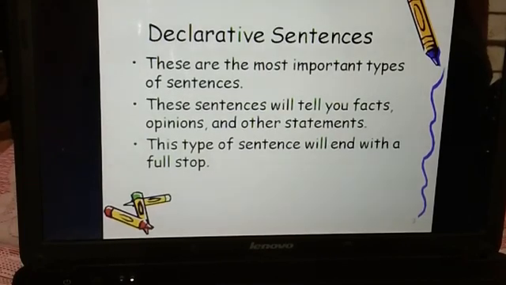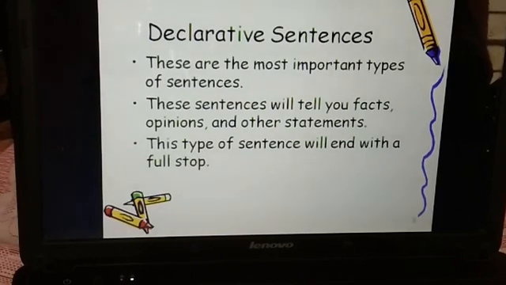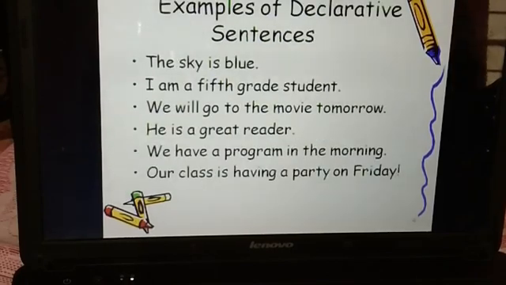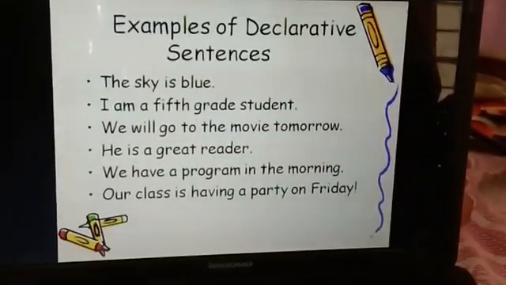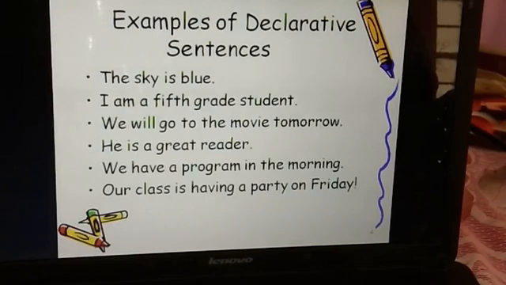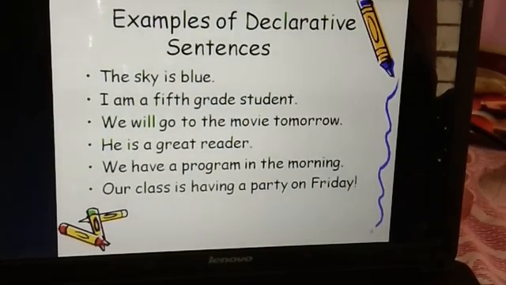Now, declarative sentence is also known as assertive sentence, like when we are declaring something, when we are telling about someone or something, and we always end it with a full stop. Examples of declarative sentences. The first example is: the sky is blue. So here we are declaring something. We are telling about some fact. What is that? The sky is blue.